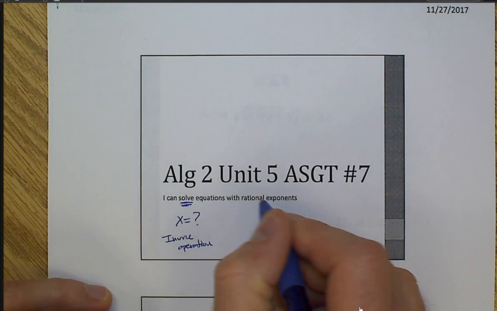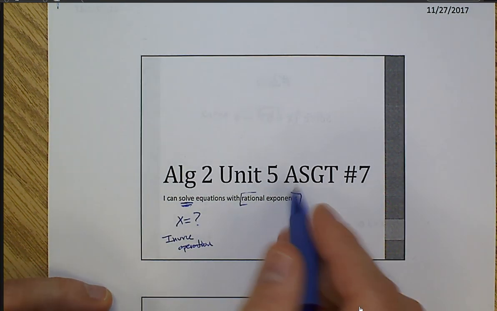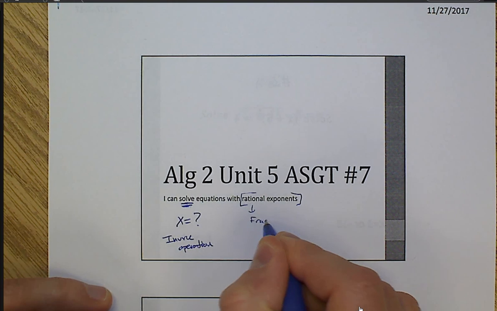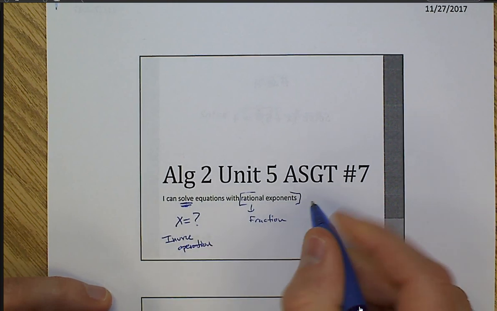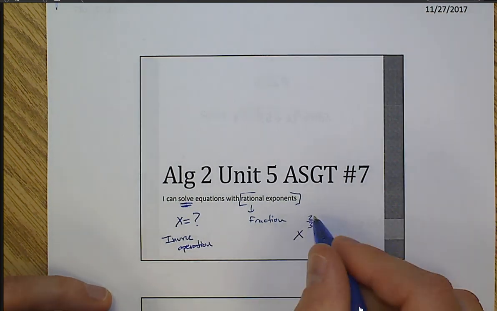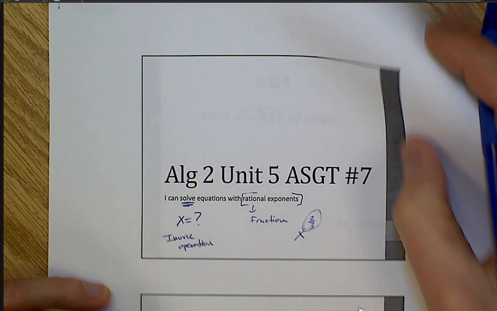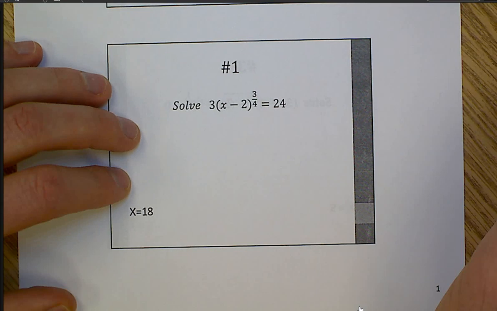Rational exponents. Let's talk about rational exponents. Rational means fraction. Exponents are exponents. So we're talking about something like x to the 2/3, where we have fractions as our exponents. That's what we're going to be dealing with today. Okay? Let's jump right into it.